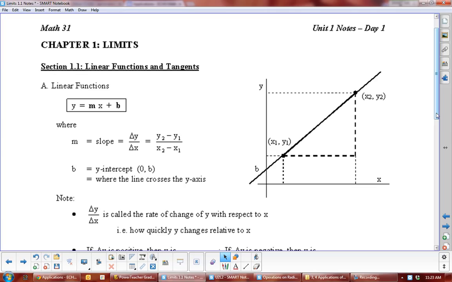Now, a huge part of doing calculus and derivatives, especially at the very basic level, is all about finding slope.